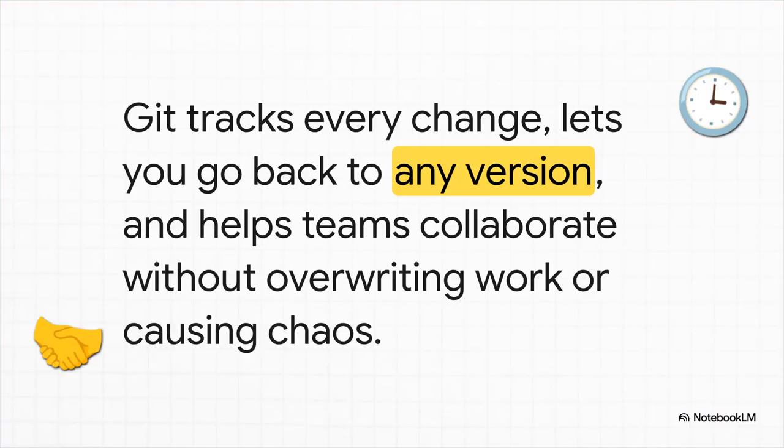The best way to think of Git is as a safety net and a time machine all rolled into one. It keeps a record of every single change. So if you mess something up, no big deal. You can just rewind to any previous version. It lets your whole team work together without that constant fear of, did I just break everything?